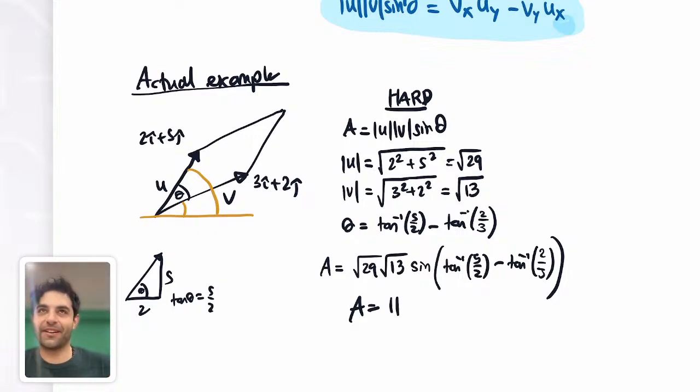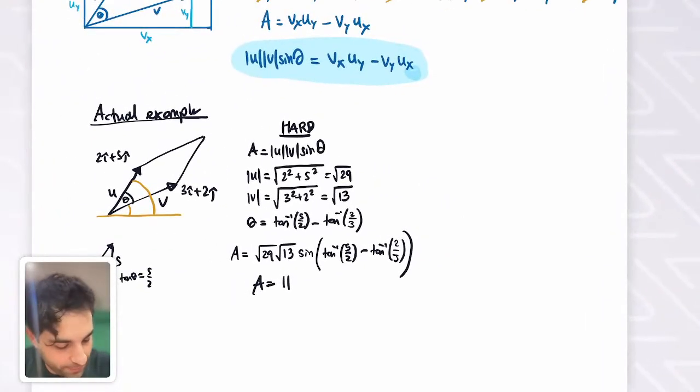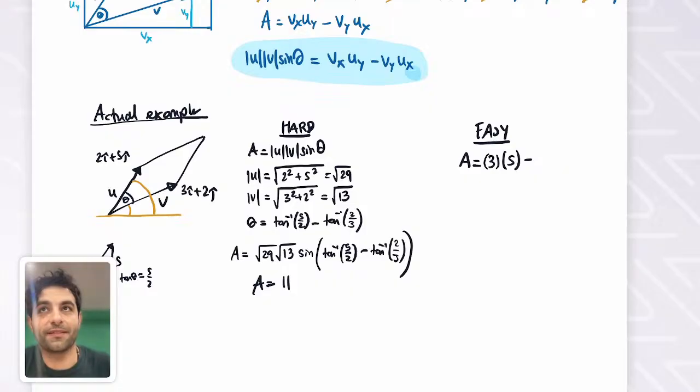Isn't that cool? Okay. But then let's do it the easy way and see why that happened. What does the easy way tell us? Vx. What's Vx? 3. And what's Uy? 5. Minus Vy? What's Vy? 2. And then Ux, 2. So 15 minus 4. 11. I always love it when that happens, right?